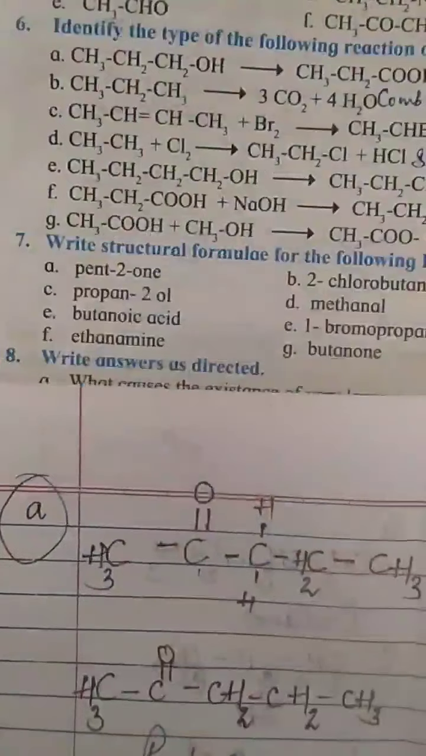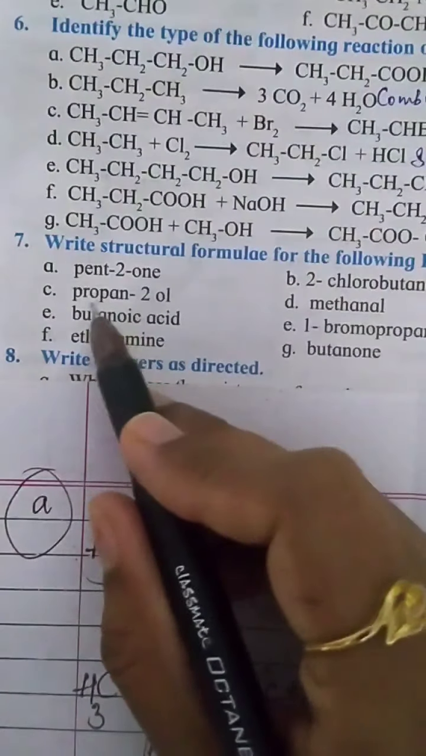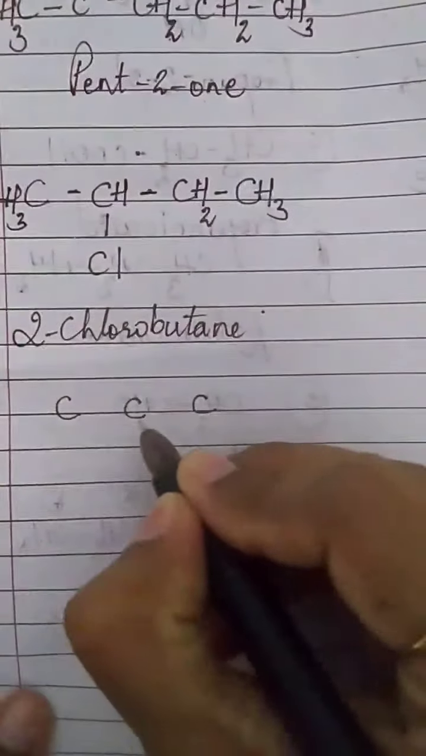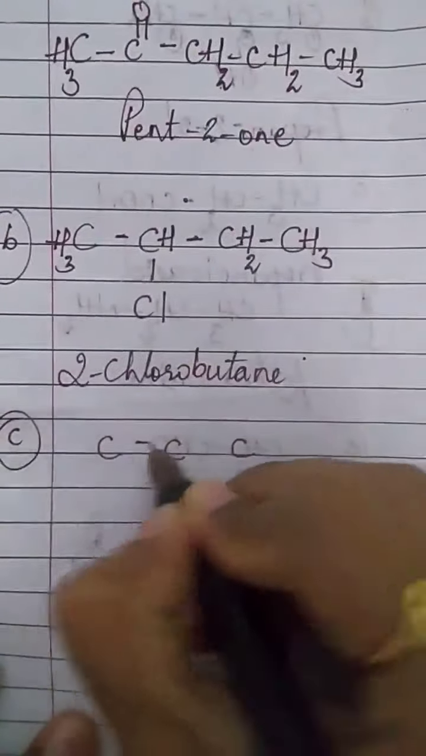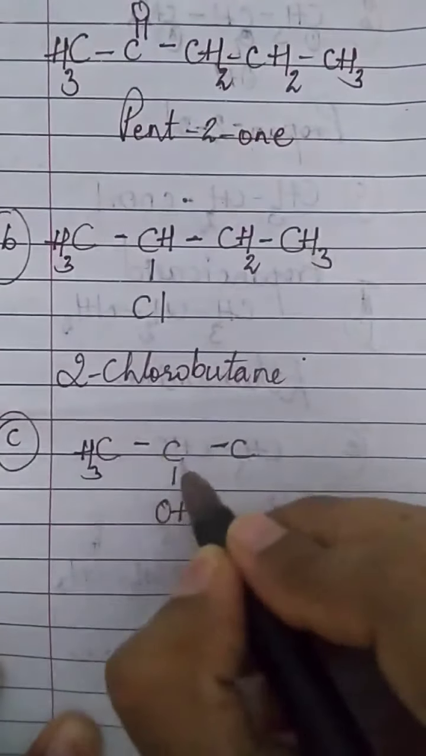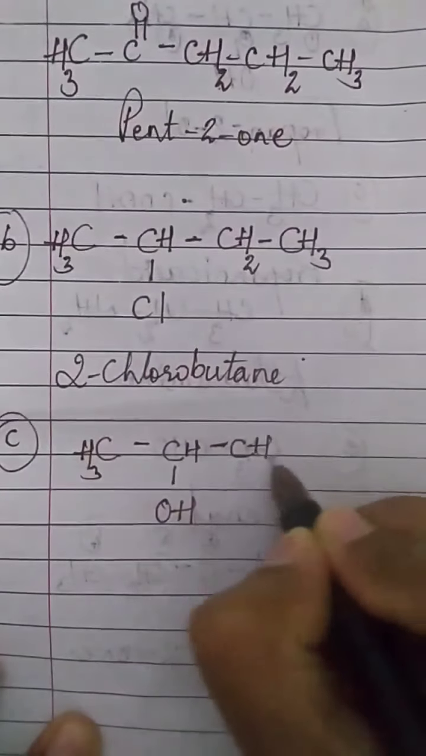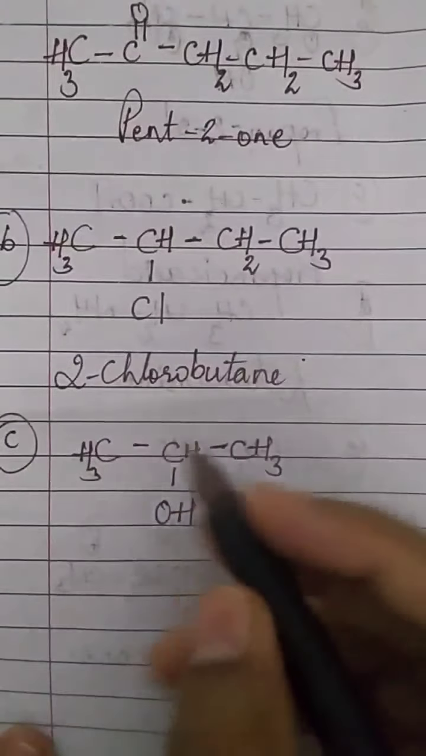The name of the third is propan-2-ol. Propan means methane, ethane, propane: 3 carbons. And on the second carbon you have "ol". Ol means OH. Now satisfy the valency. 1 done, 3, 4. 1, 2, 3. 1 more. 1 and 3. Fine. So this is done.